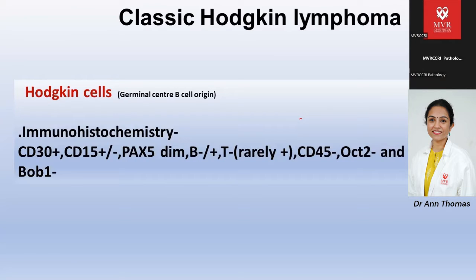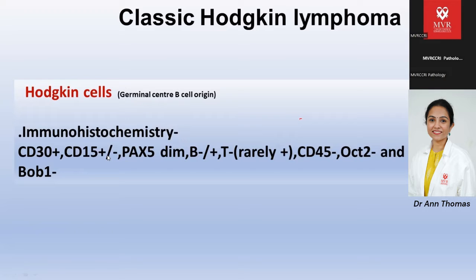Now, coming on to the Hodgkin cells, as I told you, these cells are basically of germinal center B cell type origin, but the lineage expression is heterogeneous or very low. So even though it is a B cell, CD20 is usually not expressed. If expressed, the expression is usually lesser than that of the background lymphoid cells. PAX5, which is also a B cell marker, is dimly expressed. Oct-2, which is a B cell transcription factor, is negative. What about LCA? LCA, which is CD45, is negative. And CD30 is positive, CD15 is positive.